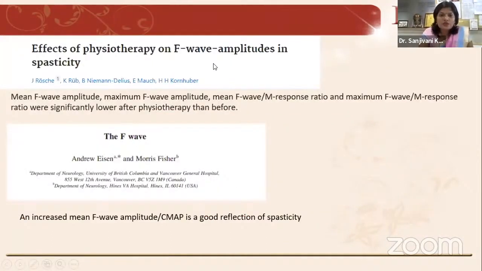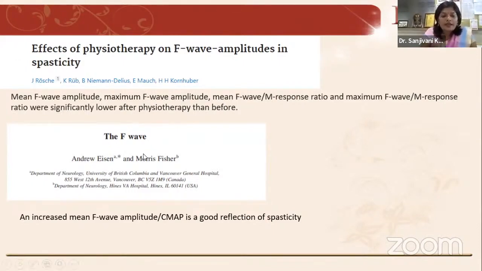Other articles say the same when they compare the effect of physiotherapy on F wave amplitude in spasticity. The mean F amplitude, maximum F amplitude, and ratio of F and M waves were significantly lower after physiotherapy. Initially, alpha motor neuron activity is higher, but after treatment it will be less, so your amplitude definitely reduces. That is the effect of your physiotherapy treatment.